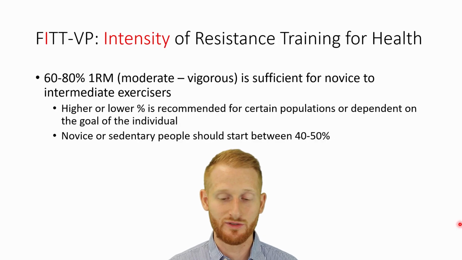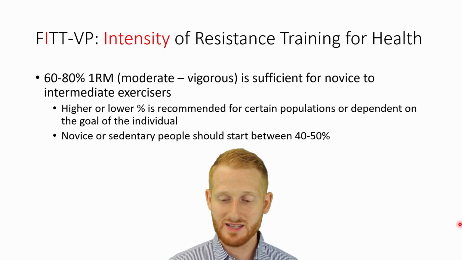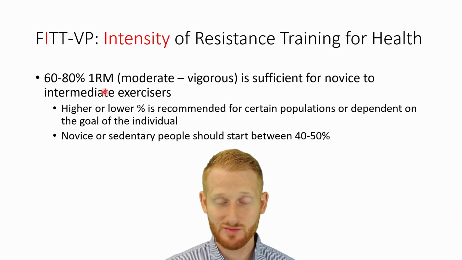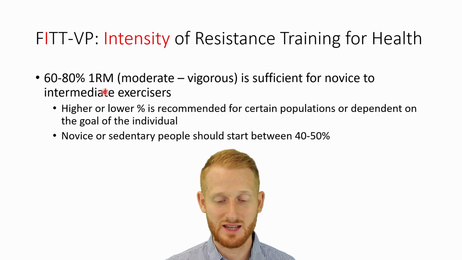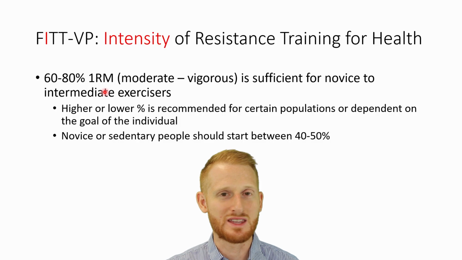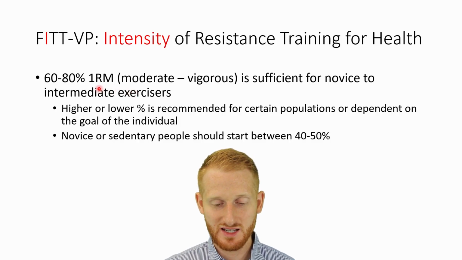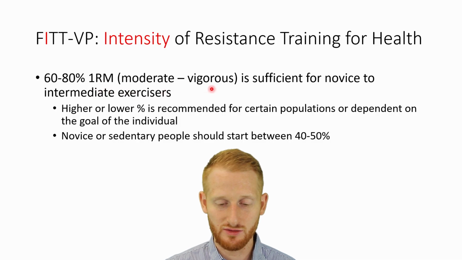The I again stood for intensity. So the intensity of the exercise is typically going to be 60 to 80% of 1 repetition maximum, which is why I said it's so important to do 1 rep max testing or 1 rep max estimation testing, because it makes it really easy to prescribe resistance training that way. But anyway, so 60 to 80% is considered moderate to vigorous essentially for resistance training.